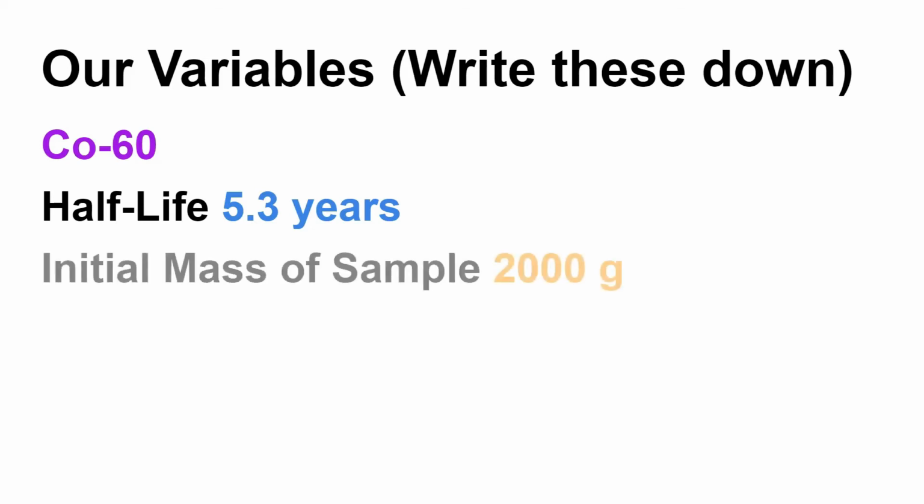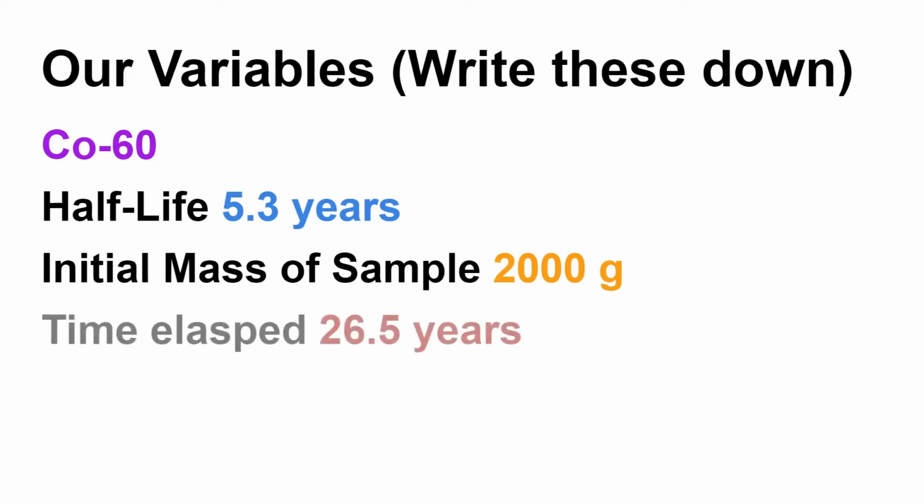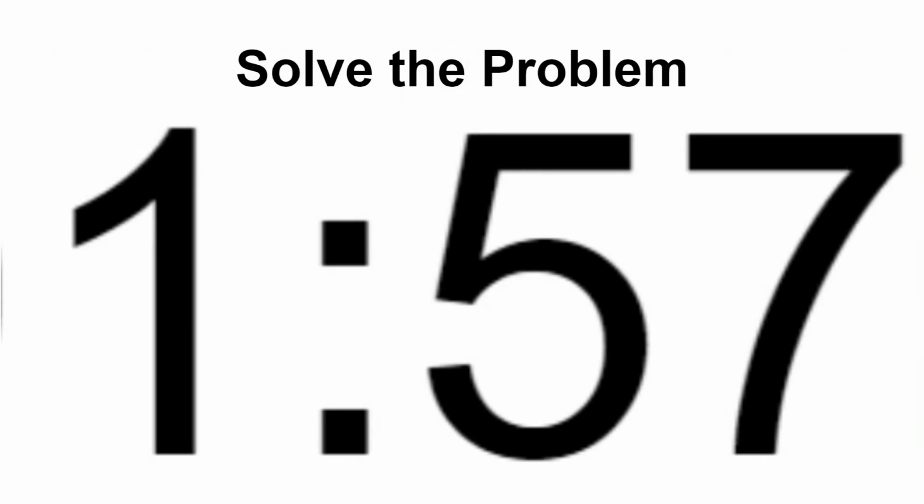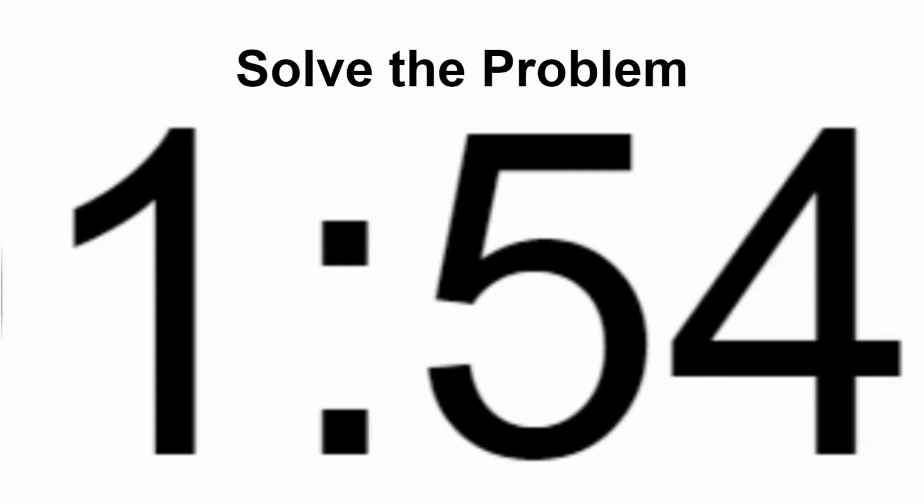Let's go ahead and write down our variables. For cobalt 60, the half-life is 5.3 years. Go ahead and write this next thing down. The initial mass of the sample is 2,000 grams, and the time elapsed is 26.5 years. You will be given 2 minutes to solve this problem. Let's see if you can do it on your own.